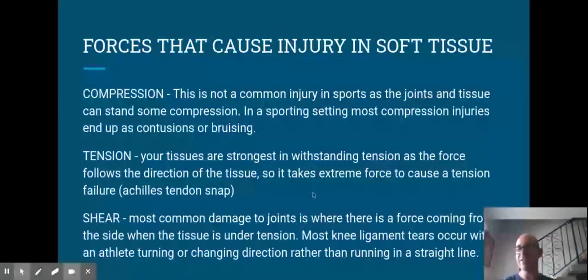The first one, compression. This is not that common an injury because your joints, your tissues are capable of dealing with a fair amount of compression. Most commonly, compression injuries in sports result in contusions or bruising. If you think about something hitting you, it can leave a bruise. For that impact to break a joint apart, the force has to be really, really high.